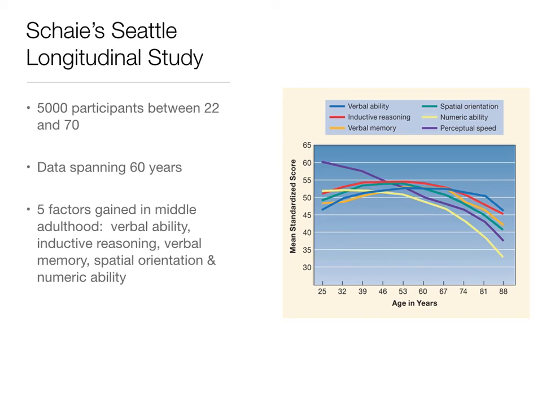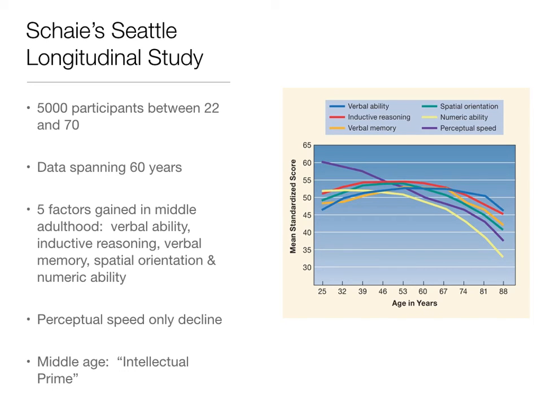And what they found was that five factors actually gained ability into middle adulthood, okay? And that included verbal ability, inductive reasoning, verbal memory, spatial orientation, and numeric ability as well. The only actual decline we saw was perceptual speed. So that is the purple line. That's the one that just went straight down. And that was really the only decline that was evident. But what we see is that people in older adulthood have ways to make up for those differences in perceptual speed, so that their functioning is maintained and sometimes still improved.